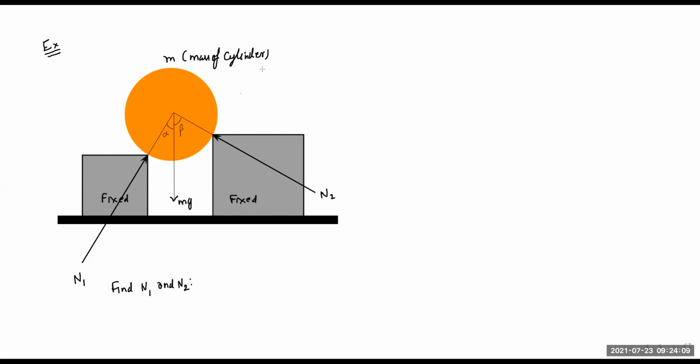So you try to maintain the procedure exactly the same, which is also not a good idea. So if you draw the coordinate axis, sir, can I say my answer? Yeah. Sir, N1 is mg cos beta by sin alpha plus beta, and N2 is mg cos alpha divided by sin alpha plus beta. That should be the right answer.